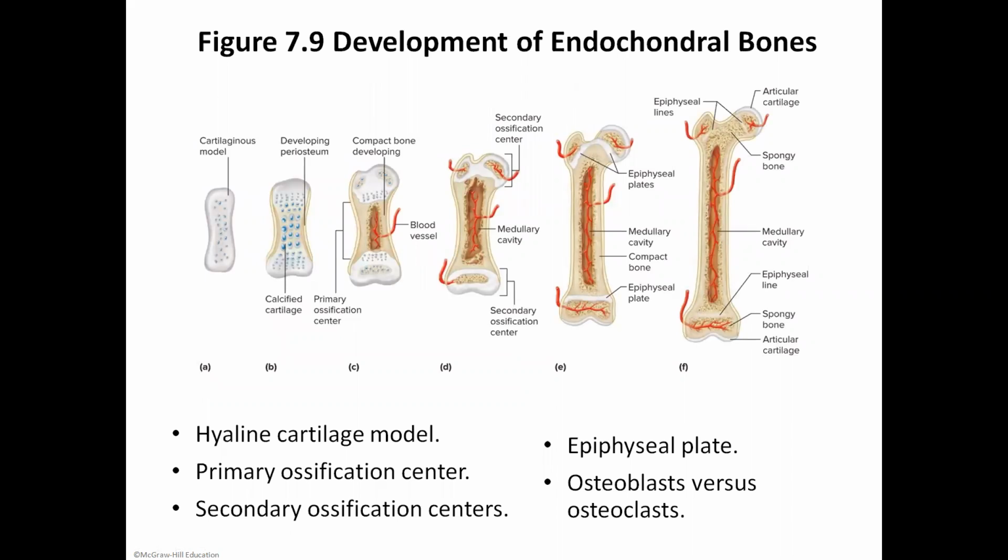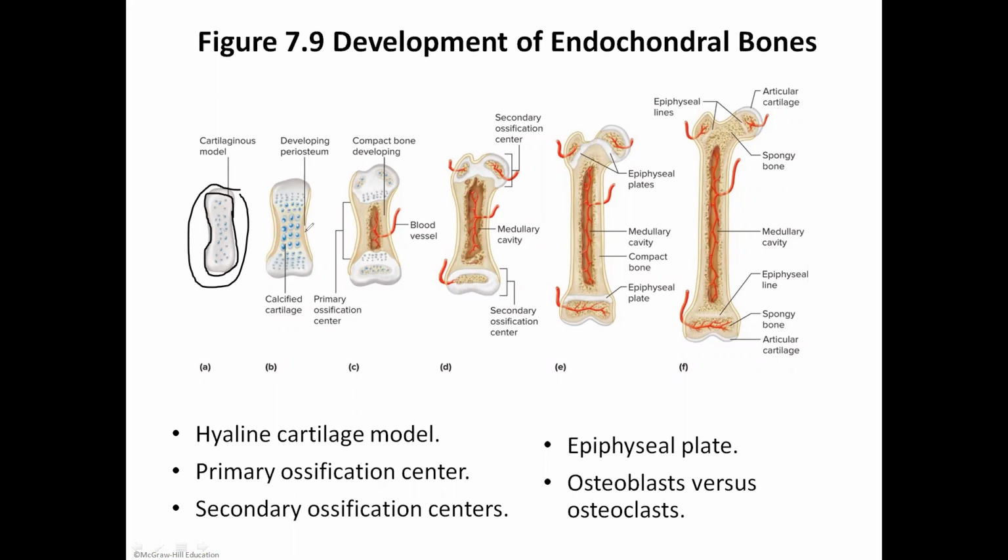So we can see here that we start off with our cartilage model. And again, you have this collar around it called the perichondrium, and you see your cartilage cells in between. Cartilage cells get bigger, they start to calcify, they start to die.